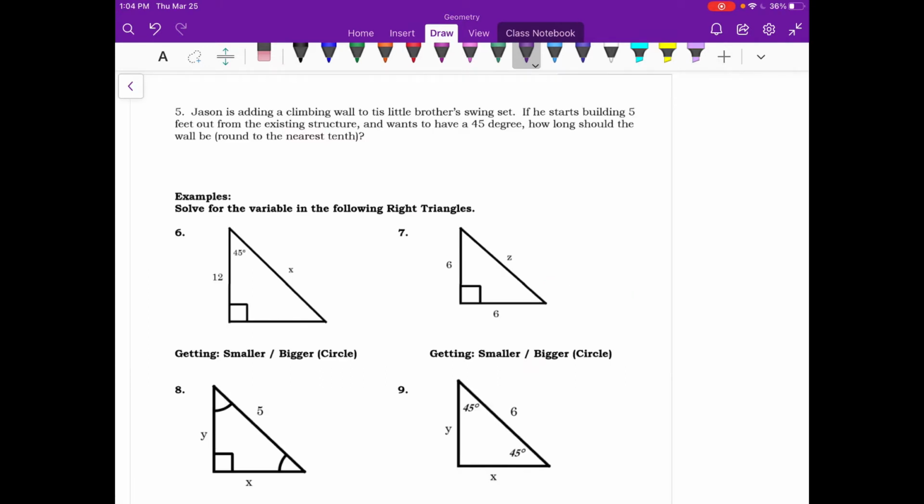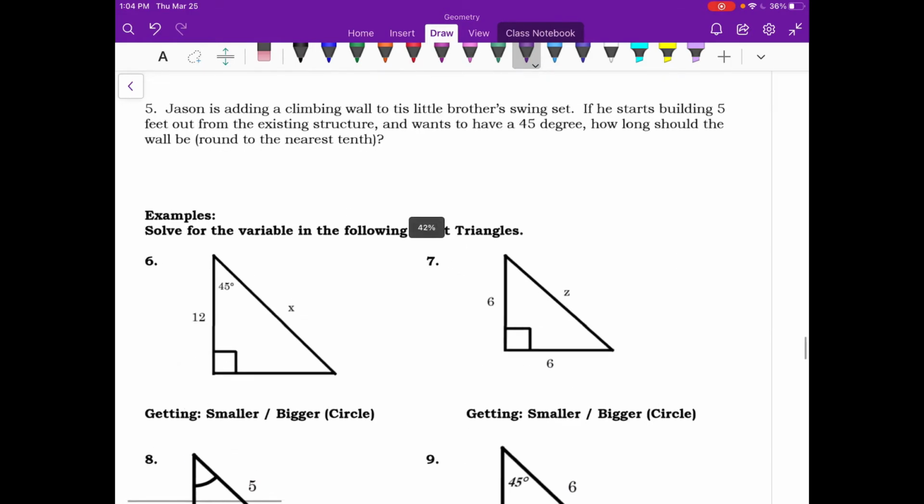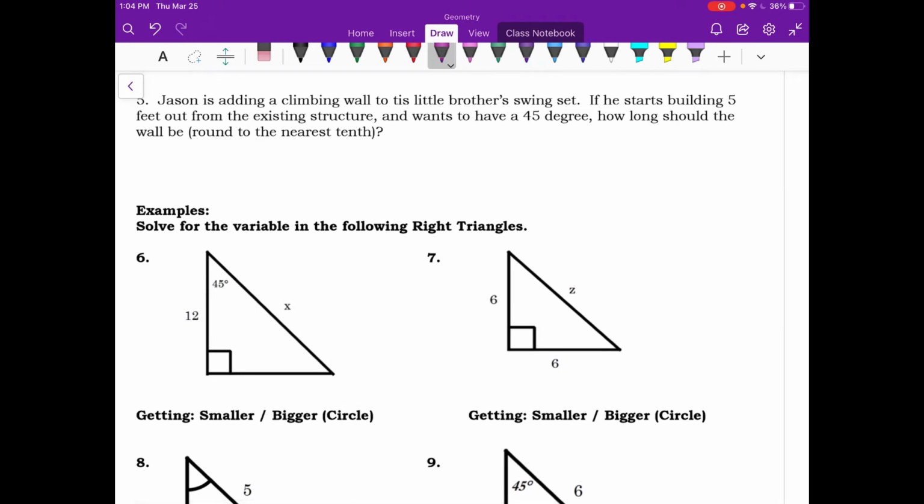Okay, number 5. Jason is adding a climbing wall to his little brother's swing set. If he starts building 5 feet out from the existing structure and wants to have a 45 degree, how long must the wall be? So let's go ahead and draw our picture. Here's our triangle.